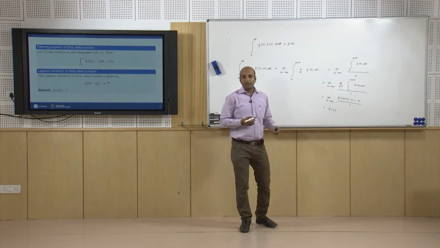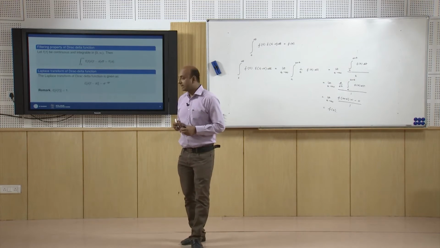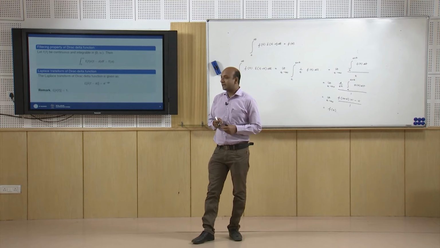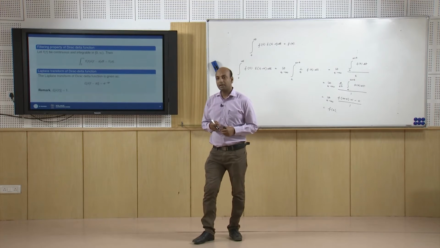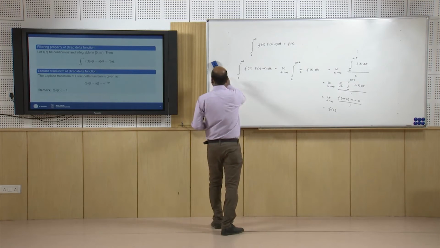So, this is called the filtering property of the Dirac delta function, that integration 0 to infinity f(t) into Dirac delta (t minus a) dt is nothing but f(a). Okay. So, this is how we can prove this.